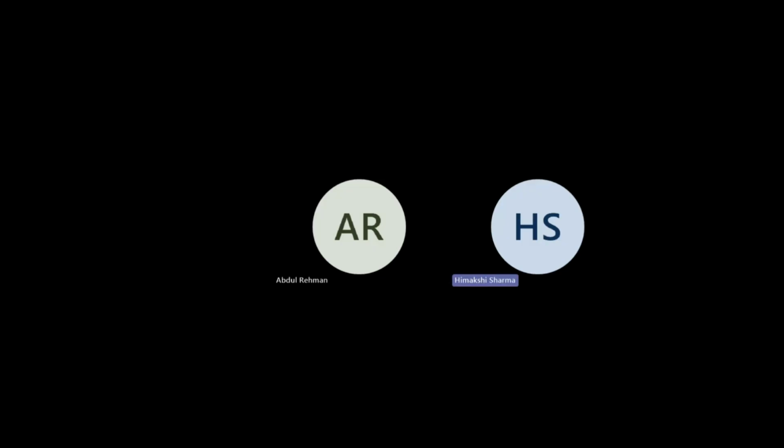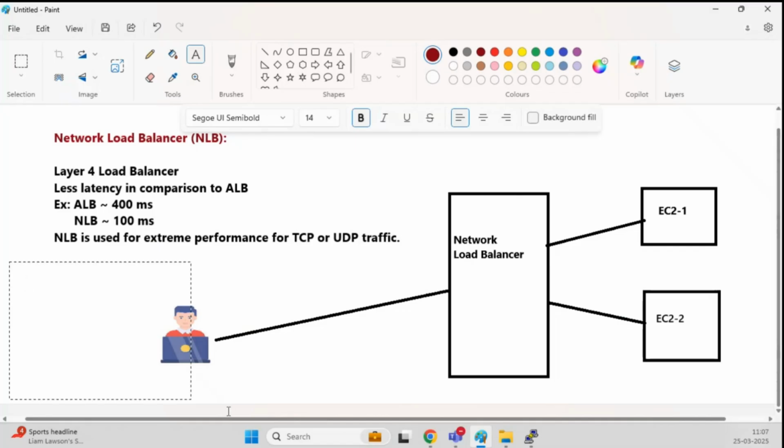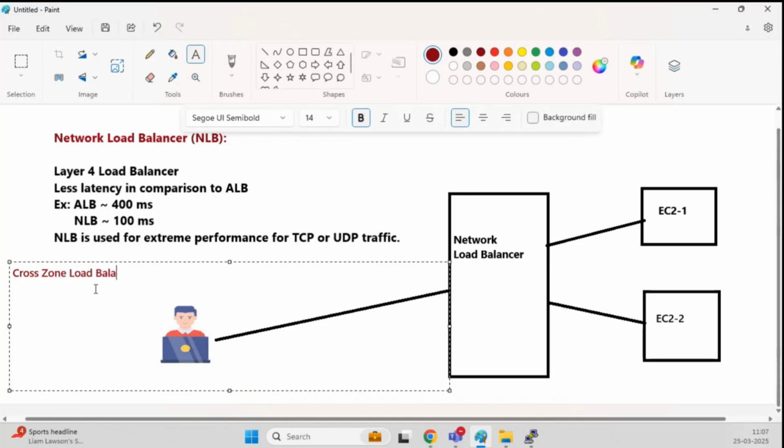which is being known as cross zone load balancing. Okay. So what happens here in cross zone load balancing is that it forwards or balances the load. I can write it down here for you.